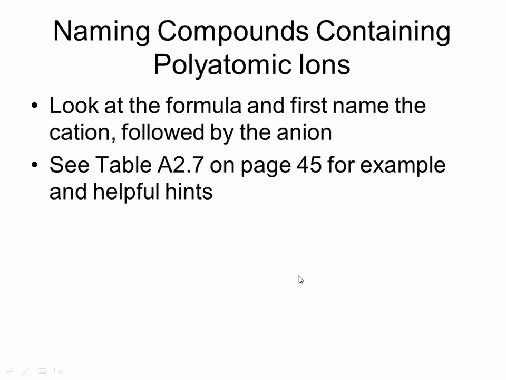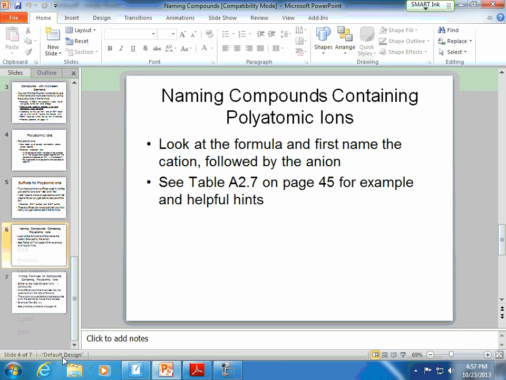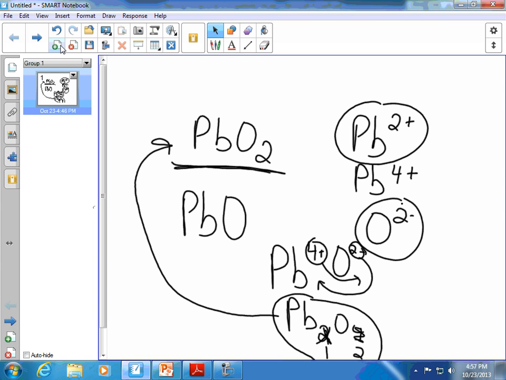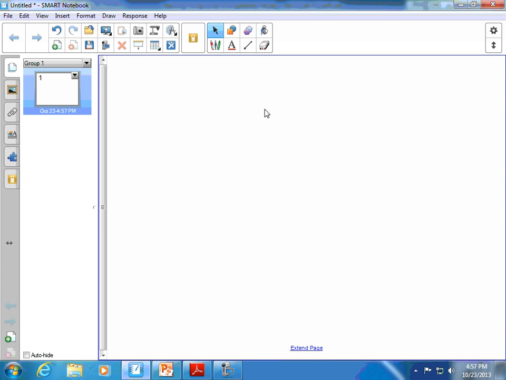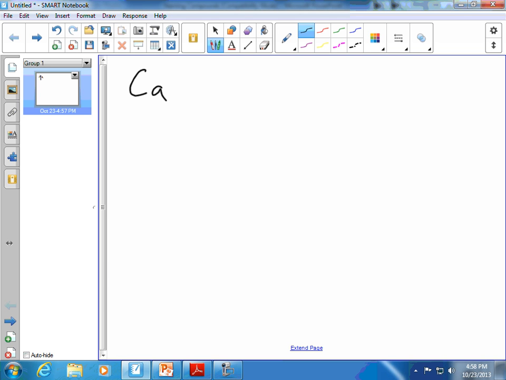If you look at table A2.7 on page 45 in your textbook, it gives you some helpful hints there. We're just going to go over a few of those helpful hints right now. So let's delete this and get a new page. On that table, the first example is calcium hydroxide. Some of the hints say the polyatomic ion is often found inside the brackets. So we have brackets here, and sure enough, inside our brackets is OH, which is a polyatomic ion.